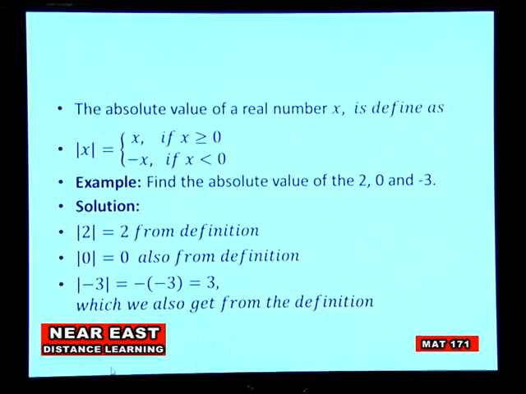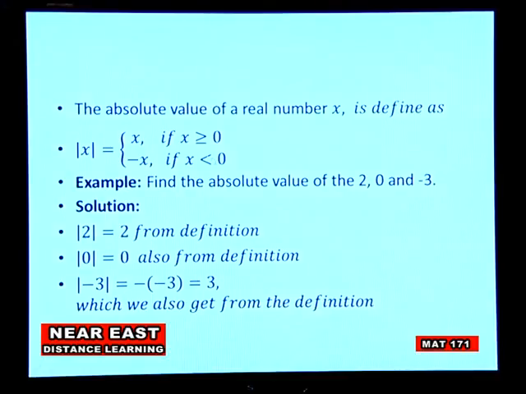So the general definition of absolute value is this: the absolute value of a real number x is defined as x if x is greater than or equal to 0. So if x is greater than or equal to 0, the absolute value of x is x. The absolute value of x will give you minus x if x is less than 0. So this is the general definition of the absolute value function.